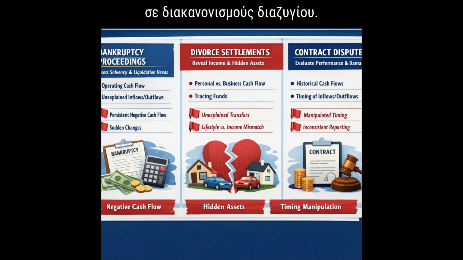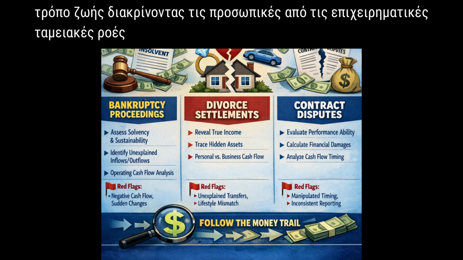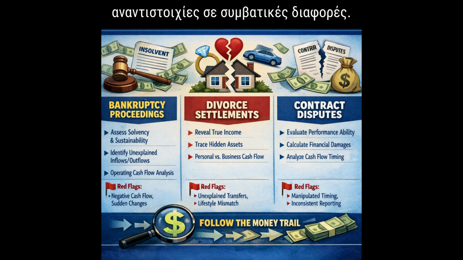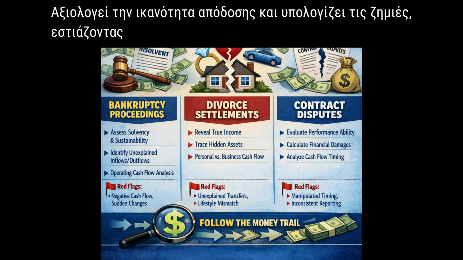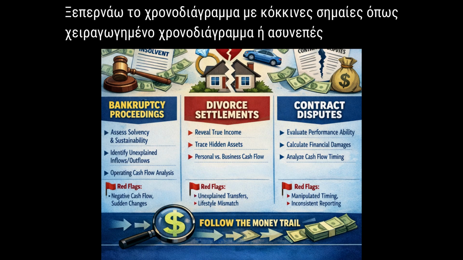In divorce settlements, cash flow reveals true income, uncovers hidden assets, and assesses lifestyle by distinguishing personal versus business cash flow and tracing funds. Red flags include unexplained transfers or lifestyle-income mismatches. In contract disputes, it evaluates performance ability and calculates damages, focusing on historical cash flows and inflow-outflow timing, with red flags like manipulated timing or inconsistent reporting.